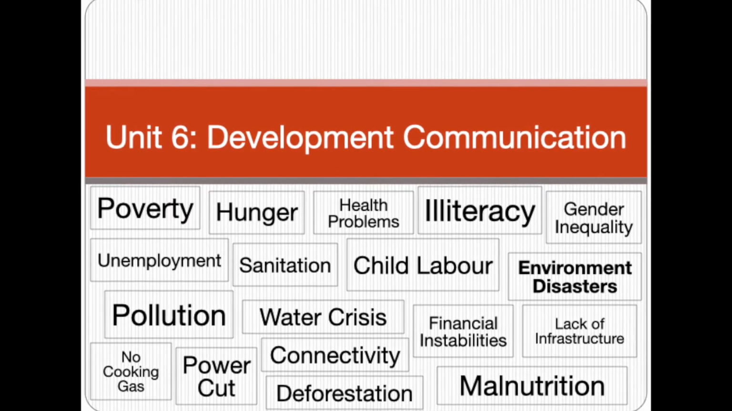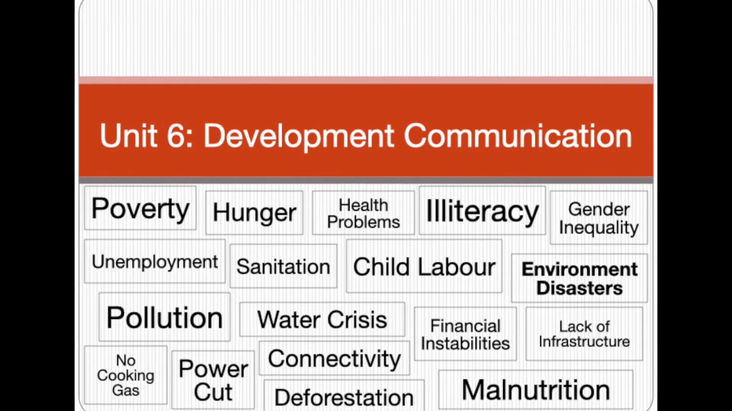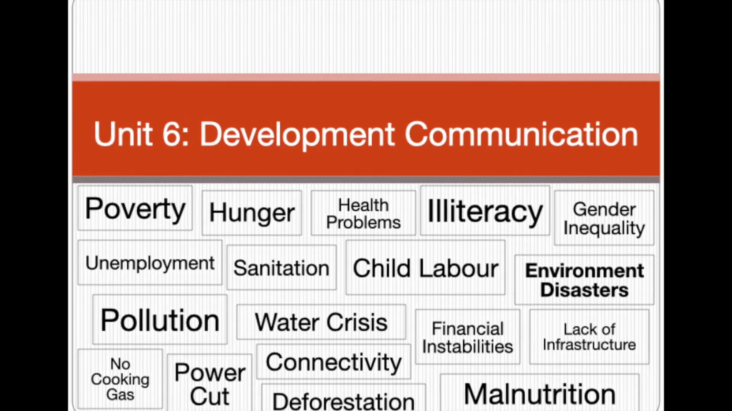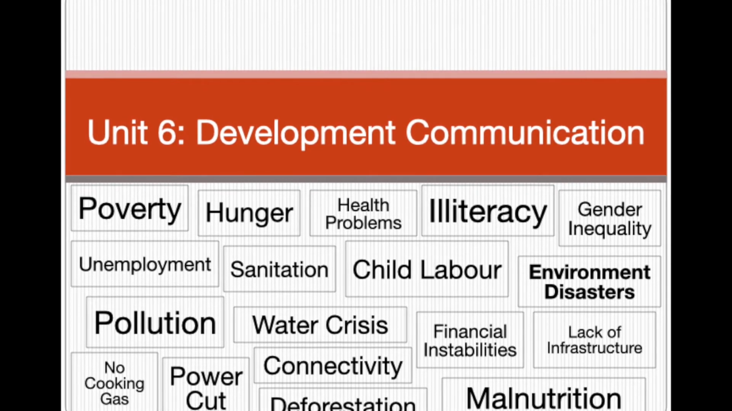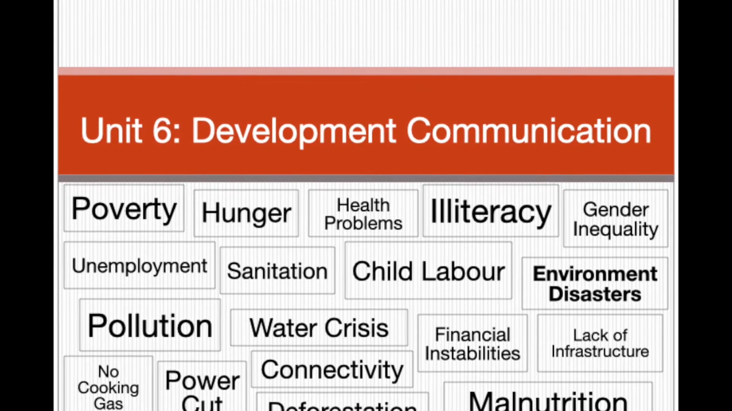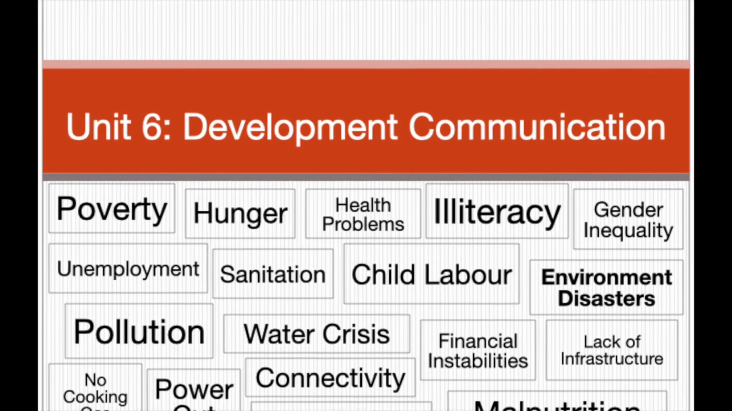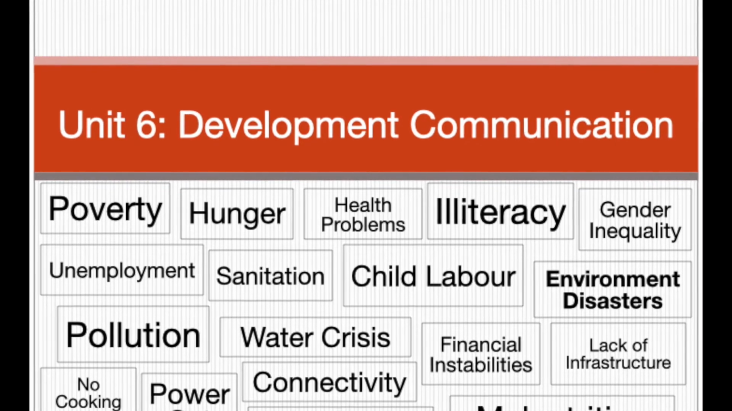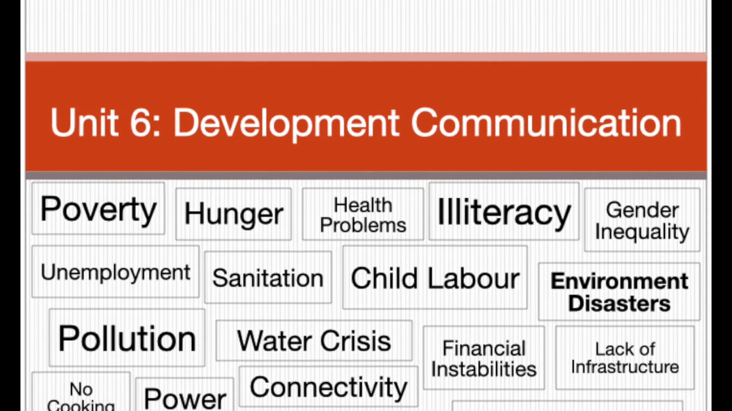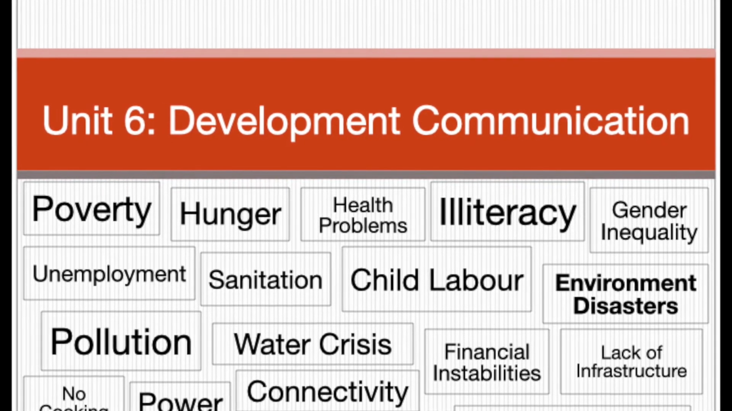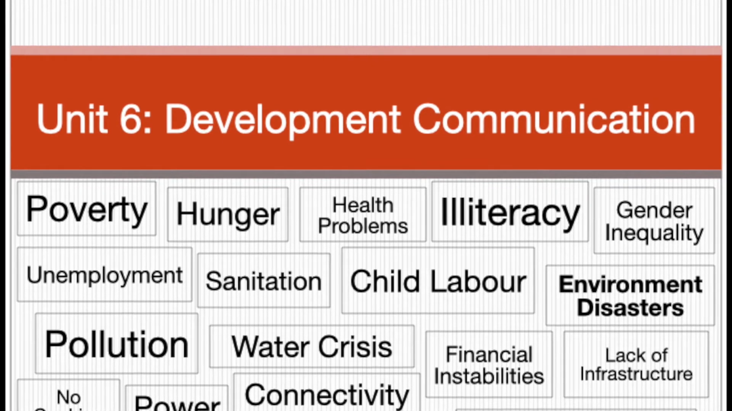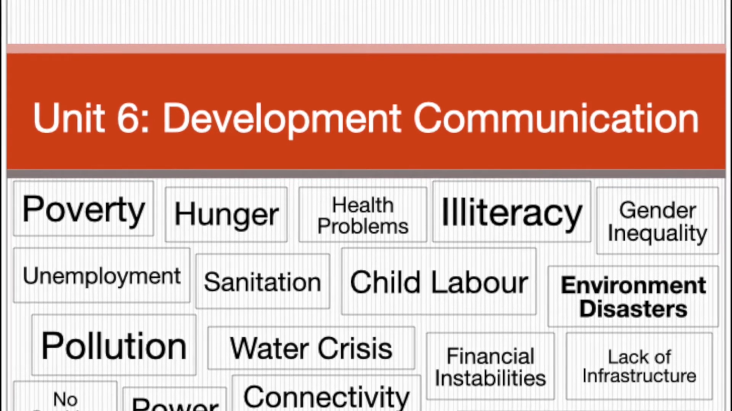We know these, don't we? In a developing country like ours, someone somewhere is working to overcome social barriers like poverty, hunger, illiteracy, gender inequality, unemployment, sanitation, water crisis, lack of infrastructure, malnutrition, child labor, and many more.